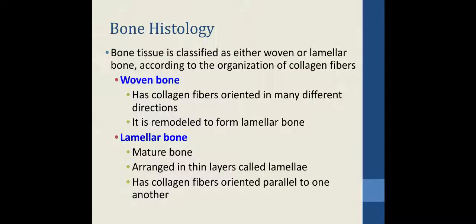Lamellar bone is the mature bone. That's what you see in, you know, a skeleton. It has these layers that are arranged that we call lamellae. And the collagen fibers are parallel to each other. So they're not crisscrossed like a woven basket. They're in an order.